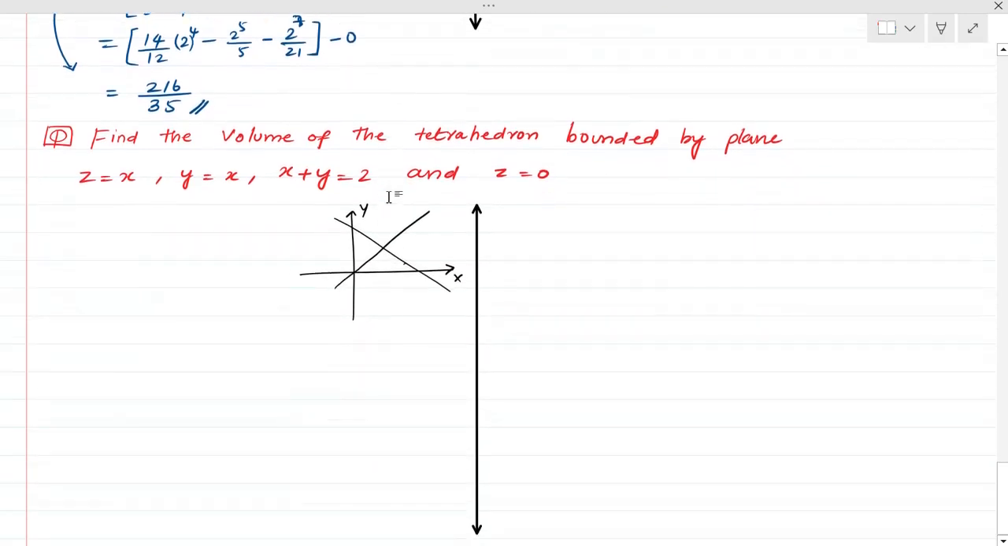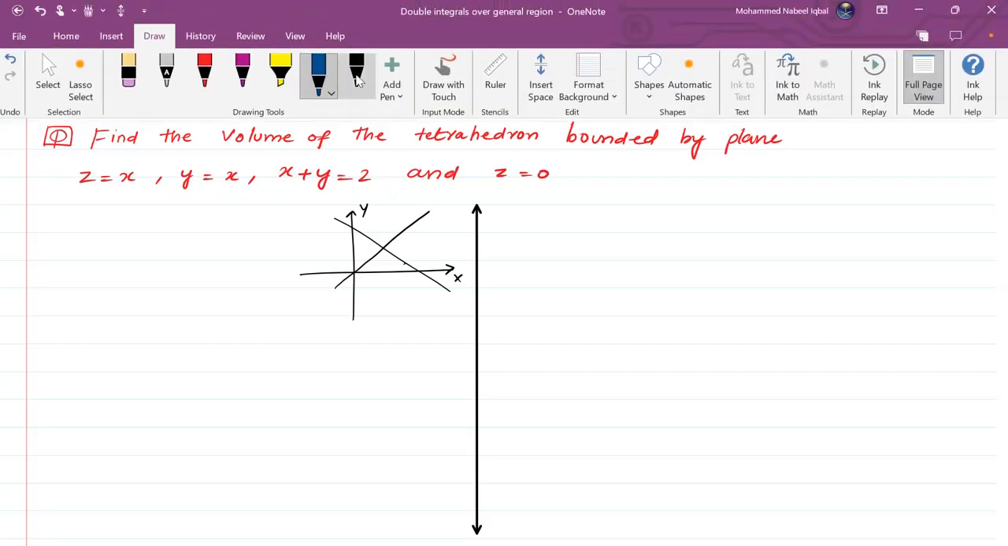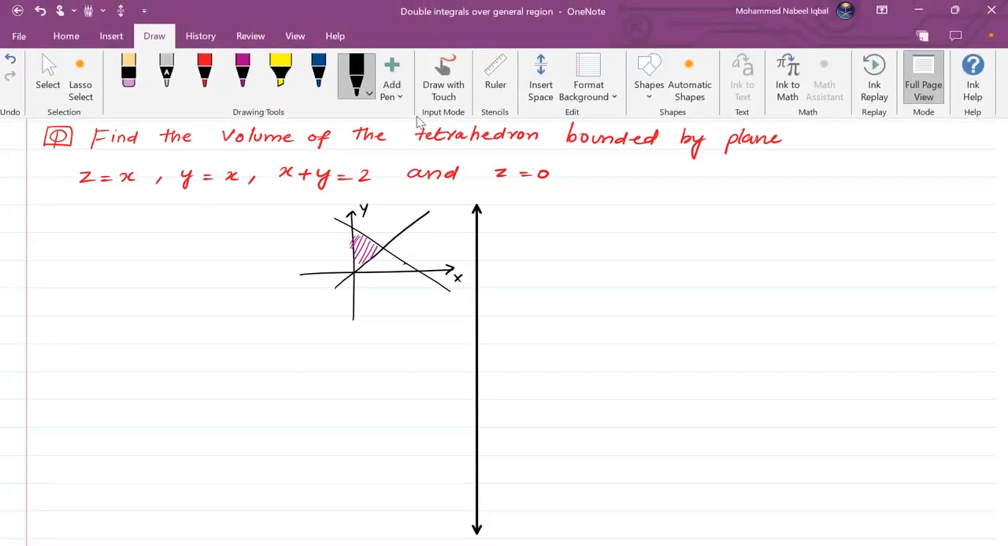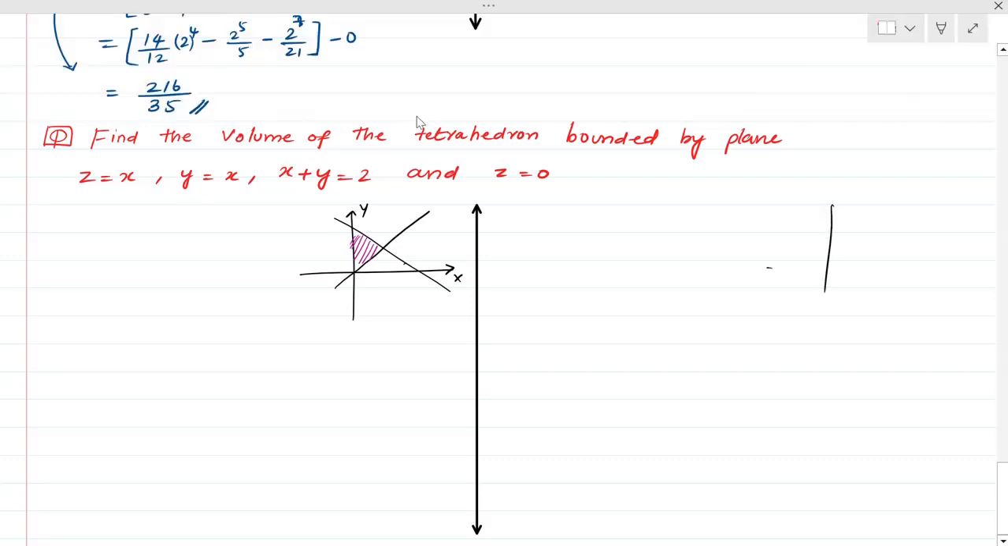Now the next one is a very important problem. You have two lines given, and we have to find the area between them. Suppose in this area, if you want to calculate the region between these, what happens? I will take the same problem and calculate the different triangle.